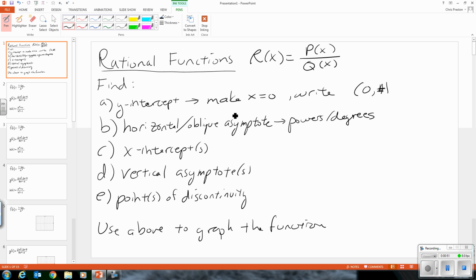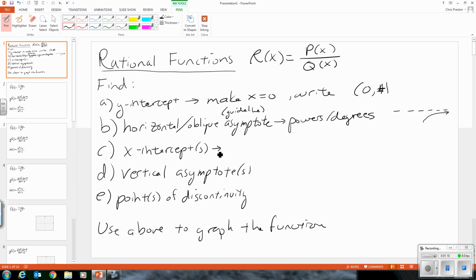An asymptote is a guideline. So what's going to happen is we're going to find some kind of line. That's going to be a guide. It's usually going to be a horizontal line, but sometimes it'll be a diagonal. And your graph is just going to come up and kind of get close to it, and it's going to follow it. It's going to help you draw the picture.